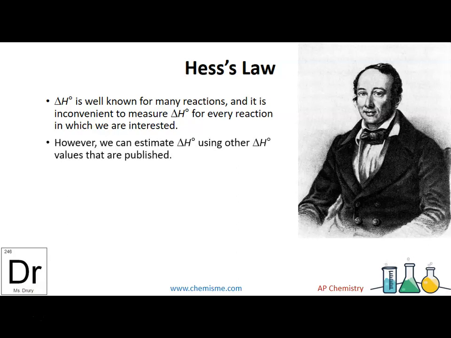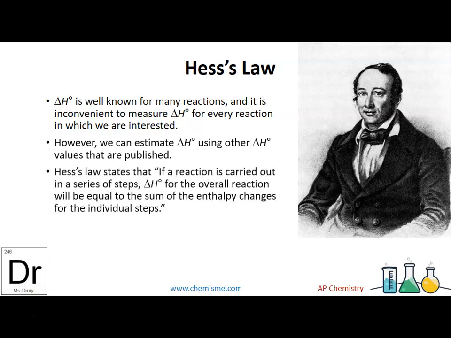So we can estimate it by using other heat values that are published, and the way we do that is, if a reaction is carried out in a series of steps, we simply sum all their energy changes into one step. We did something like this earlier in the year when we talked about all the ways that we can add ionization energies, electron affinities, and all the steps, bond energies together. We added all those together to get the lattice energy. This is the exact same idea. We're just doing it again as a review.